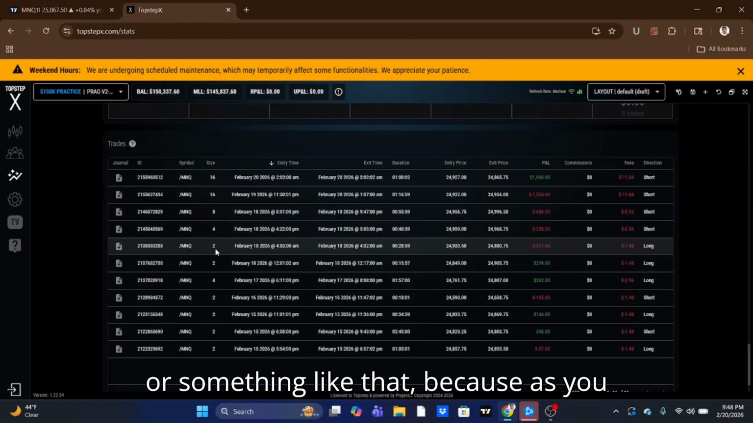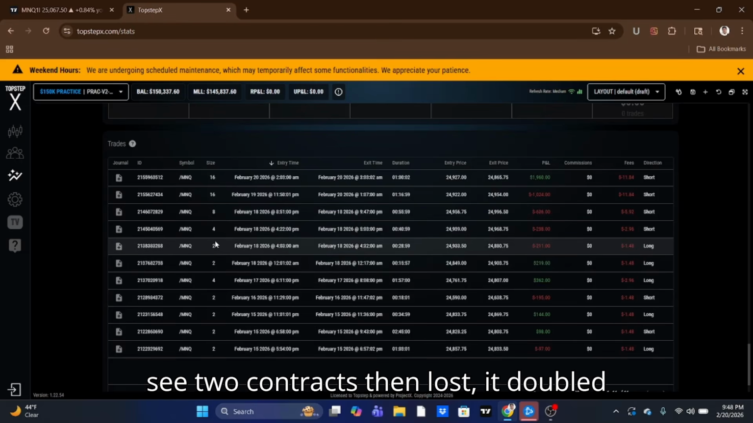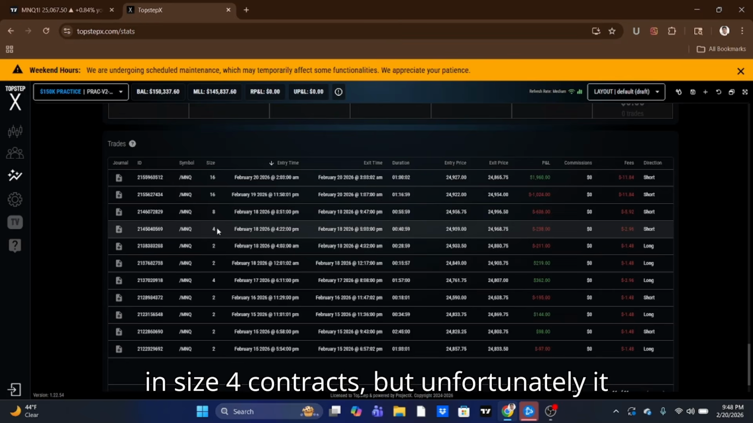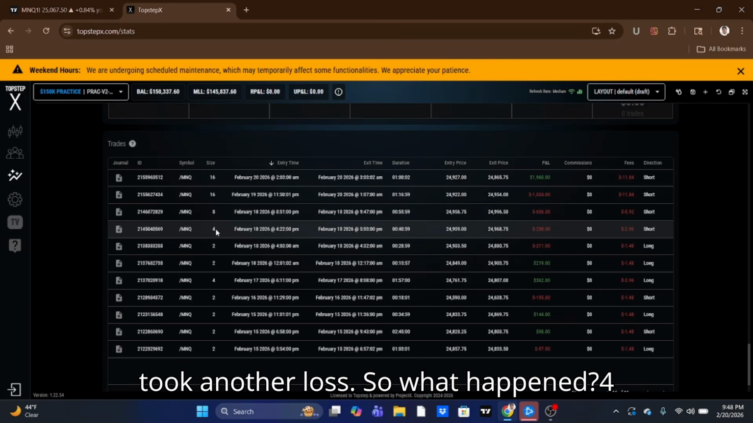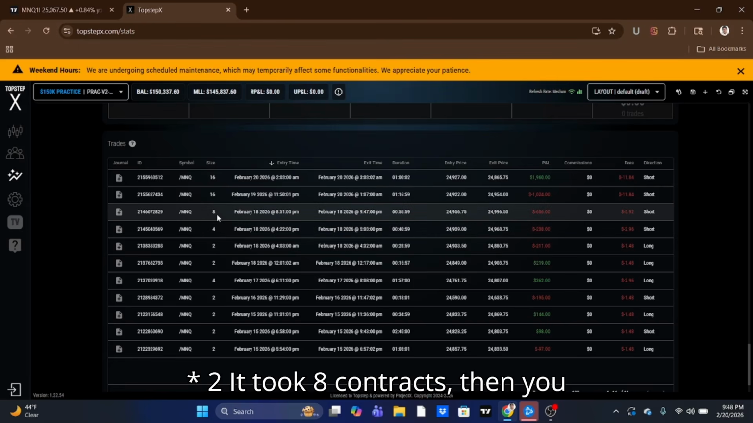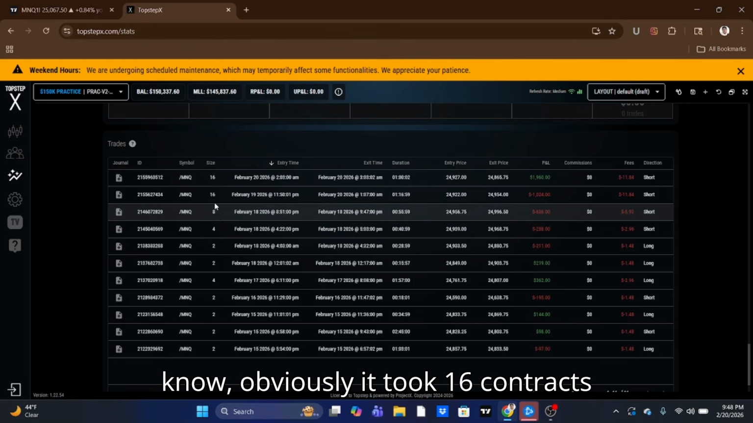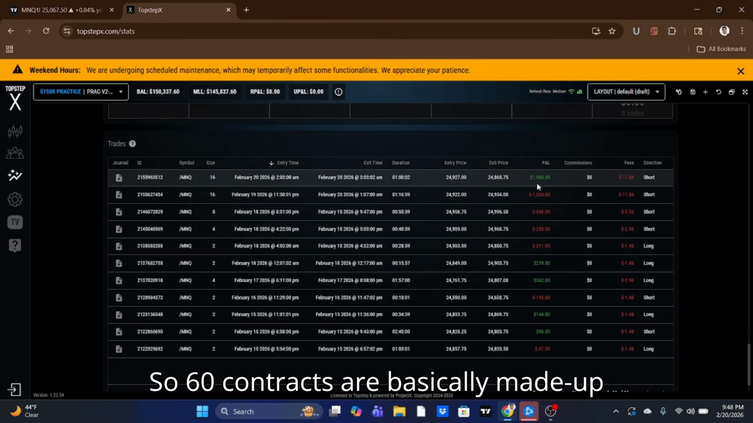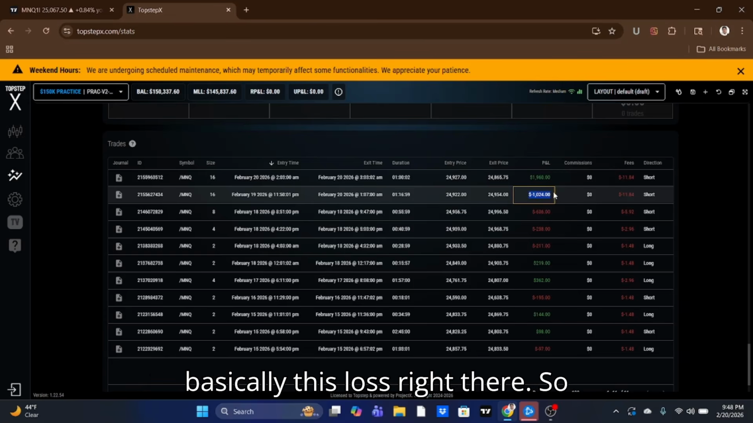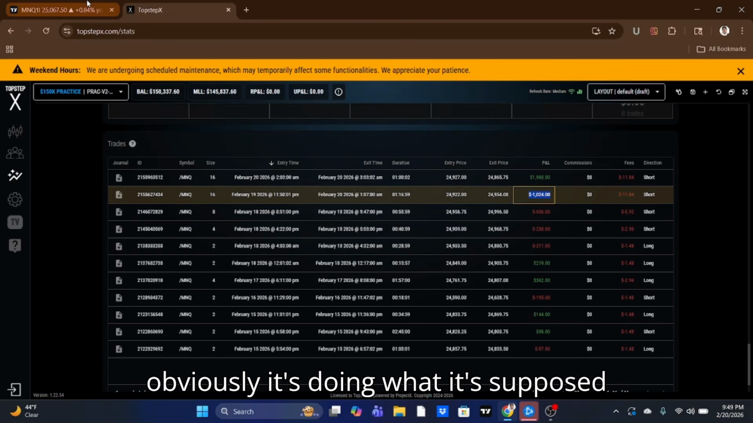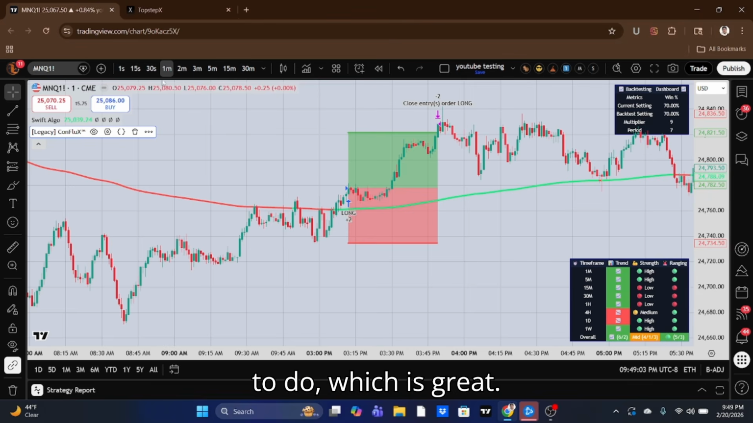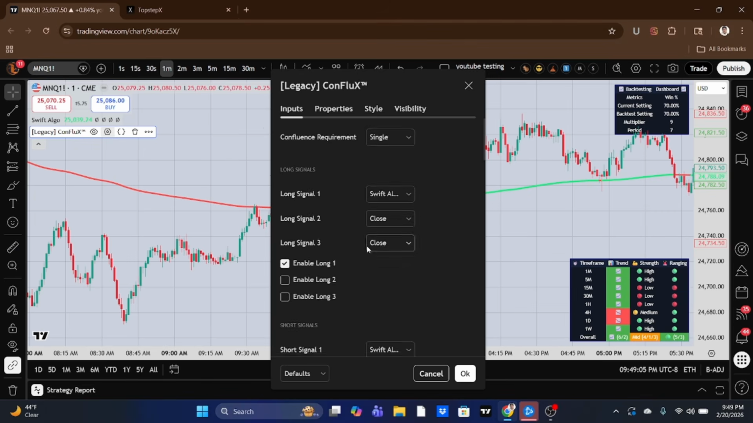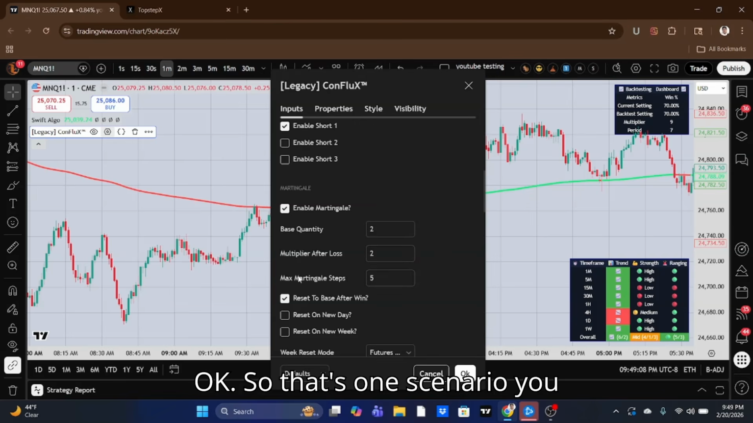Because as you see, 2 contracts, then loss, it doubled in size, 4 contracts, but unfortunately it took another loss. So what happens? 4 times 2, it took 8 contracts. Then, obviously it took 16 contracts because of another loss. So 16 contracts basically made up for this loss right there. So obviously it's doing what it's supposed to do, which is great. Okay, so that's one scenario you can do. Max martingale steps is 5. So meaning it does it 5 times.